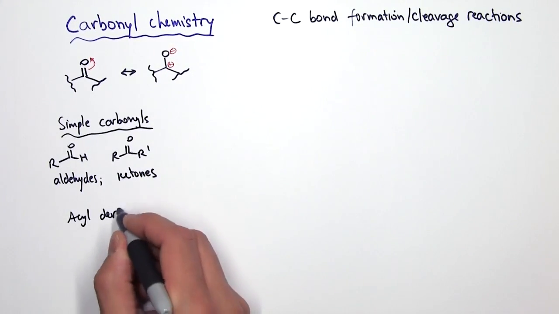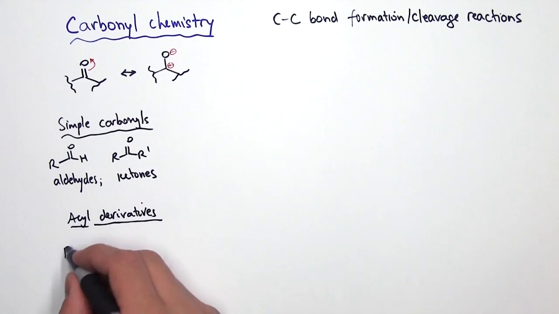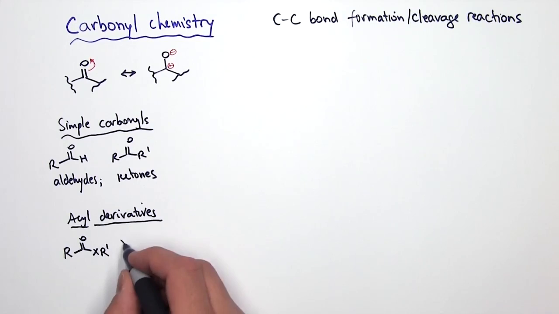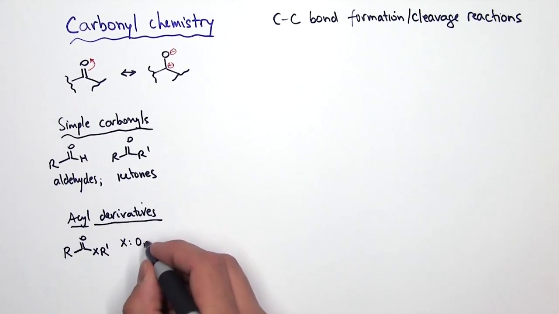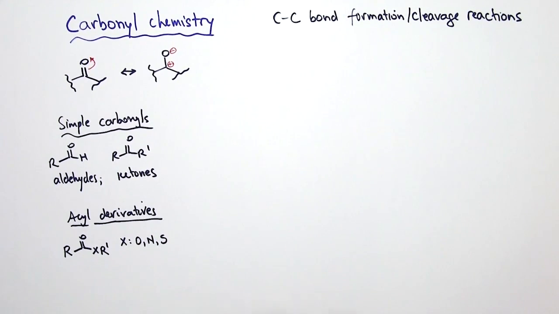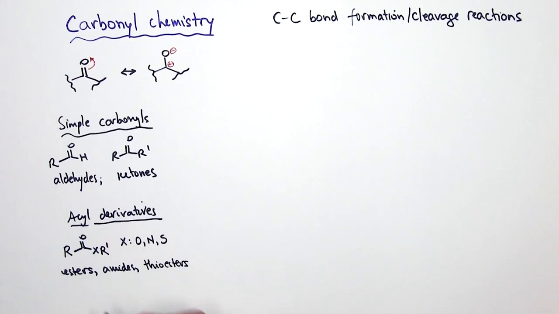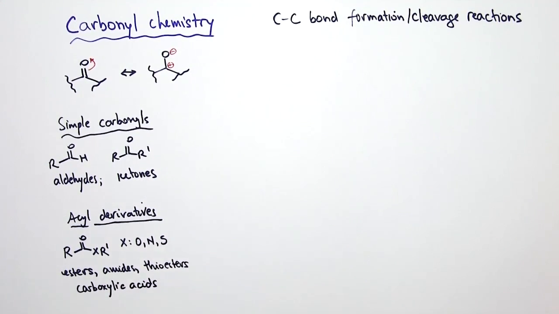Also, we have acyl derivatives, compounds in which the carbonyl is attached to a heteroatom. X can be oxygen, nitrogen, sulfur. So here, respectively, we have esters, amides, thioesters, and of course, if we have an OH group here, carboxylic acid.